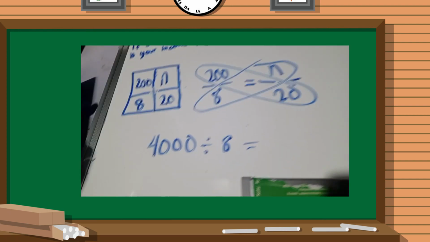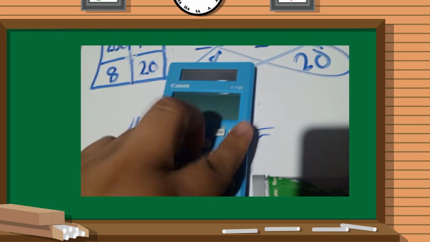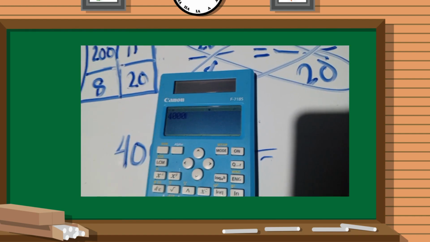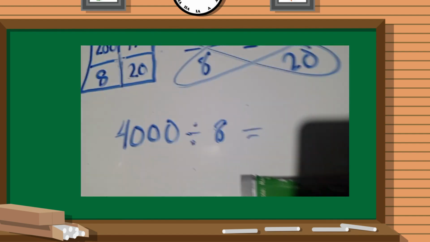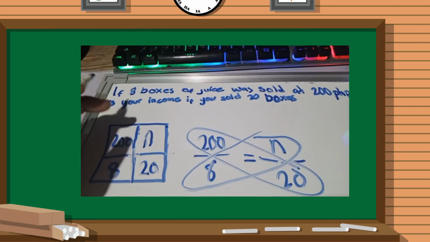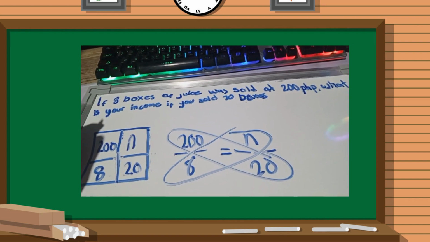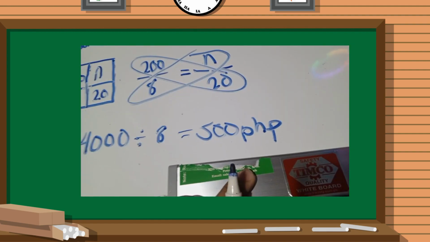So let's see. 4,000 divided by 8 is equal to 500. And the question, if 8 boxes of juice were sold at 200 pesos, what is your income if you sold 20 boxes? The answer is 500 pesos.